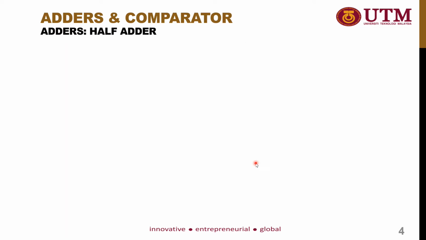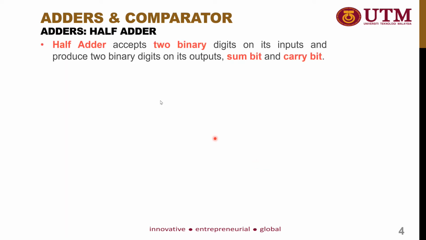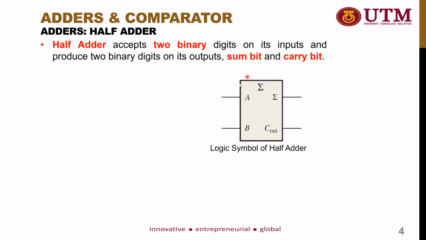So right now you will learn about the half adder. A half adder accepts two binary digits on its input and produces two binary digits on its output, which are the sum bit and the carry bit. This is the logic symbol of the half adder, which consists of two inputs, A and B, and two outputs, the sum and the output carry. To know how the half adder operates, let's take a look at its truth table.